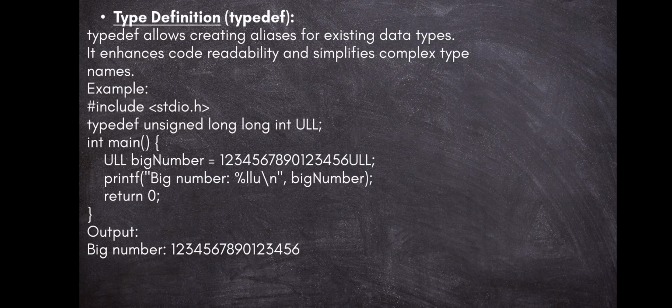Basically, typedef is a keyword that is used to provide existing data types with a new name. The C typedef keyword is used to redefine the name of already existing data types. And hence we got the output, the big number, which is 1 2 3 4 5 6 7 8 9 9 0 1 2 3 4 5 6.